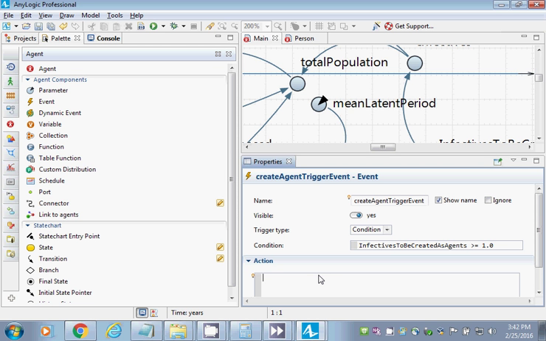And now, for int i equals 0, we're going to loop this many times, count agents to be created. And for each of those times, we're going to add somebody to the infectious population. Who are we going to add? Who is this thing we're adding? What is it we're adding here? Anyone? It's a what?